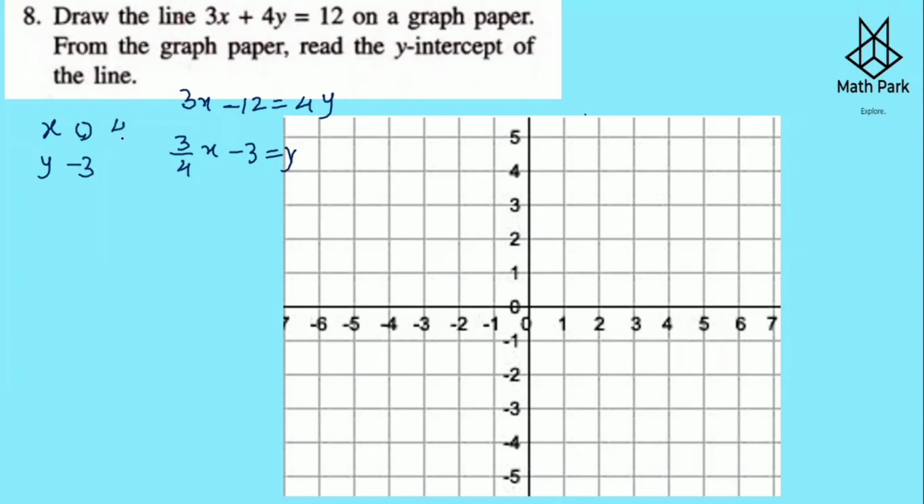If you put x is equal to 4, the 4 and 4 get cancelled, and you get 3 minus 3, so y is equal to 0. So 2 points are enough to draw the line. So let us draw these 2 points, 0, minus 3.